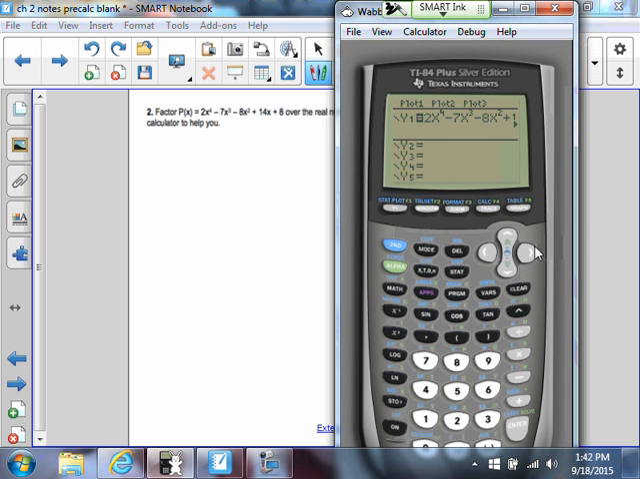Oh, look, I already have it in there. That's so lucky. All right, and then we're going to hit graph. So go ahead and do that. Give me a second. You can hit zoom 6 if you need to get your standard -10 to 10 window. Can you see it? Do I need to turn off the light a little bit?